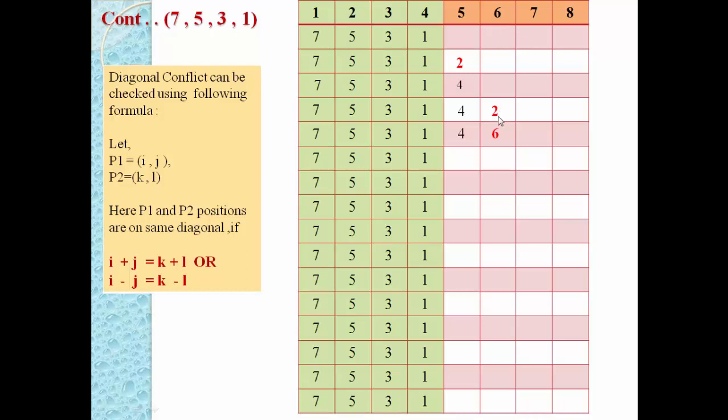Another condition, 6 minus 6 is 0. Here 3 minus 3 is equal to 0. It means that it will be on same diagonal. So our 6th queen will be on same diagonal of our 3rd queen. So this position is not correct. We need to change this position. We have to change this column.